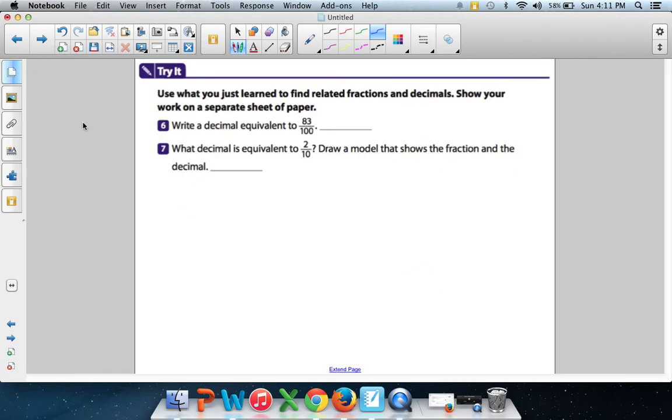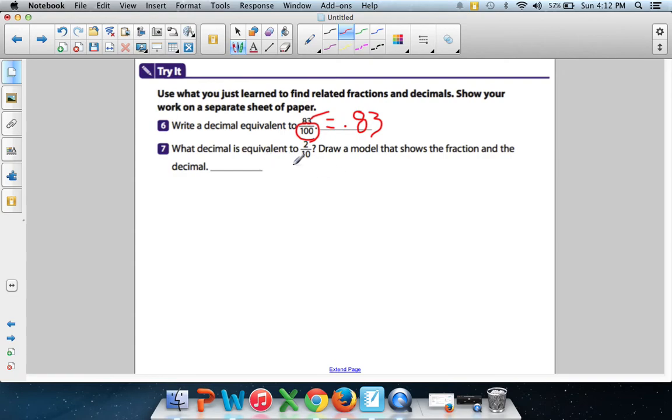Alright, let's just do these and we'll be done tonight. Write a decimal equivalent to 83 over 100. Remember what Mr. Graham taught you. You can take away the 100 denominator just by putting a little decimal. Then, the only thing you have to write is the number. 0.83 and 83 over 100 are the same darn thing.